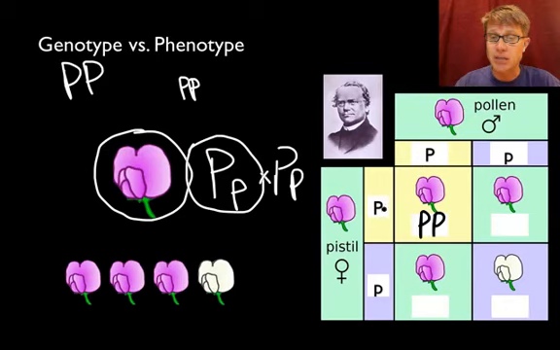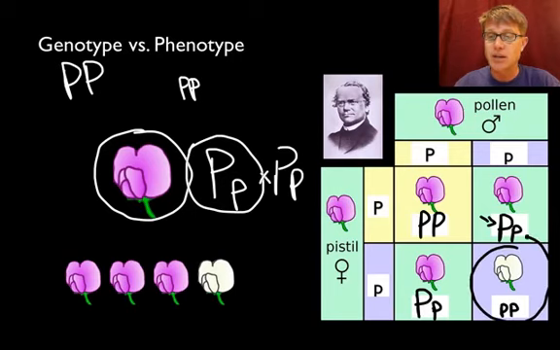On the next one, I'm going to take a big P from here, a little p from here, and so that would be still purple because this one is a dominant allele or a dominant gene. Down here, we get a big P from here and a little p from here. And so that's purple. And the reason we get white flowers is that you get a little p from both of the parents.